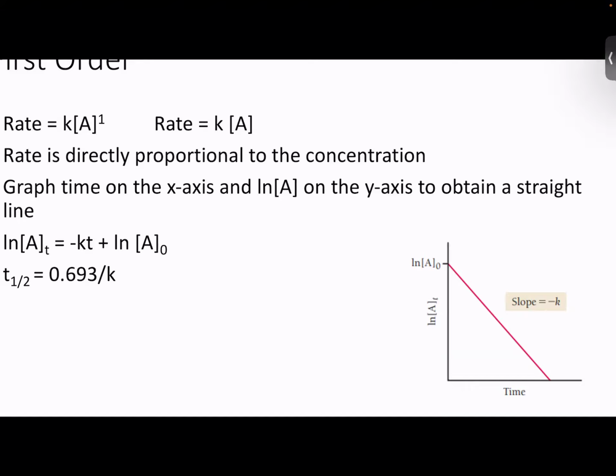Now, when you rearrange this to solve for the half-life, that means that the half-life is going to equal 0.693 over K, because it's the natural log of 2, which is 0.693, over K.